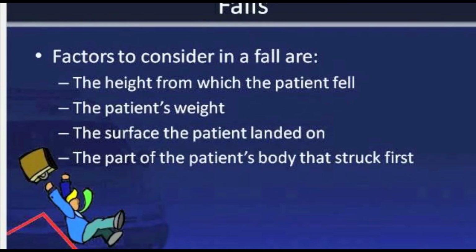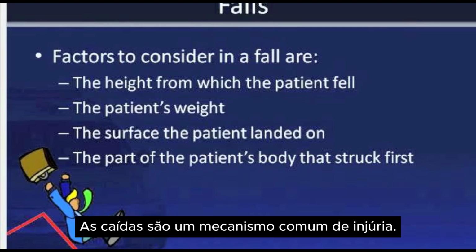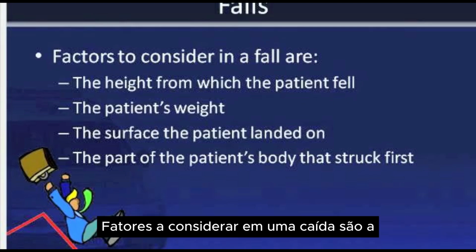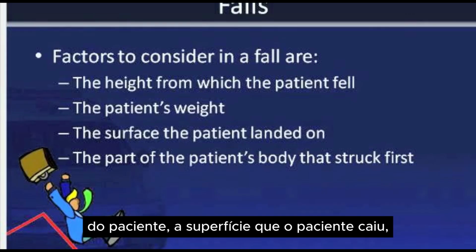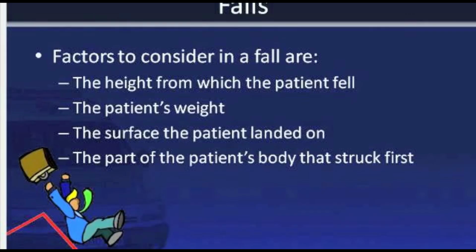Falls are a common mechanism of injury. Factors to consider in a fall are the height from which the patient fell, the patient's weight, the surface the patient landed on, and the part of the patient's body that struck first.